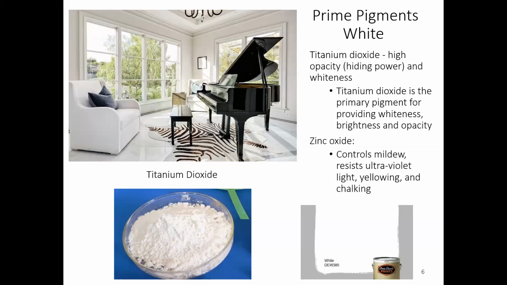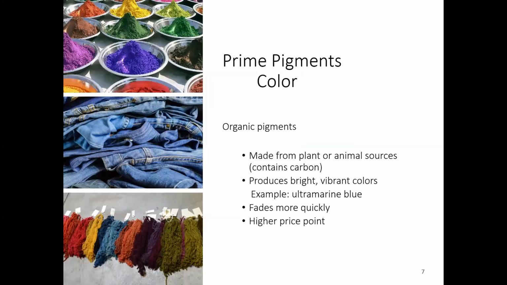Then zinc oxide can resist ultraviolet light, which means it doesn't fade as quickly, and it prevents yellowing and chalking. Chalking is when a paint oxidizes, you get that film on your hand when you touch it, a white chalky feeling. So let's talk about colored pigments. Organic pigments are those incredibly beautiful, gorgeous, vivid colors and all kinds of bright colors. They are a little more expensive, they have a higher price point on the market, and they fade a little more quickly.